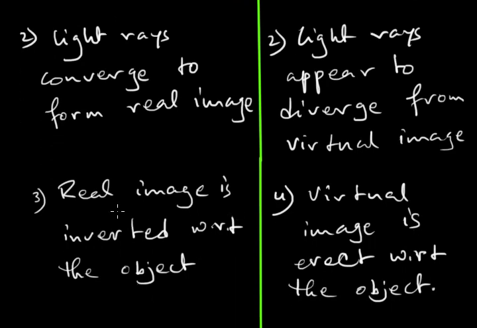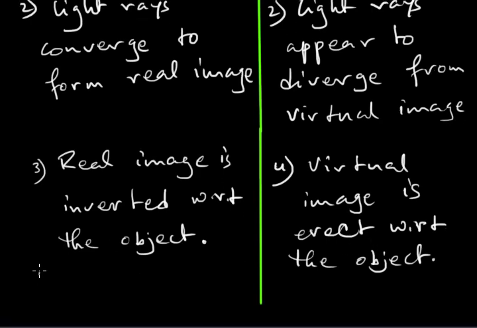And in case of real image, the image formed is inverted with respect to the object. By inverted, I mean vertically inverted. If the object is like this, the image formed will be in this manner. But in case of virtual image, the image is erect with respect to the object. That means if this is the object, the image will be this.